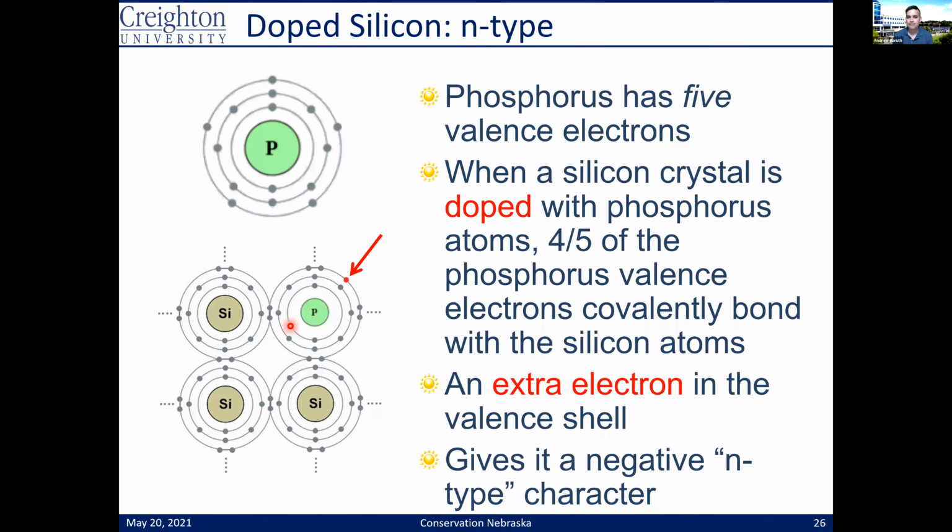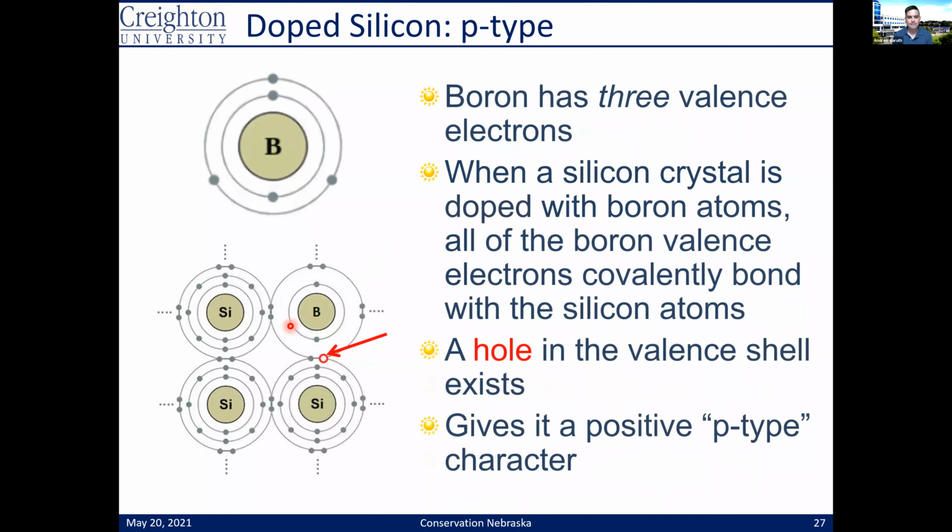And so by adding phosphorus, we have now something that is kind of negative in character. Now we have to be careful because it's still charge neutral because we brought an extra electron, but we also brought an extra proton, and that's going to come in handy in just a second. So now we have our negative character thing, the N-type, but what about our positive thing? Well, we just go the other direction. We take something that has fewer valence electrons. So we look at boron, for example.